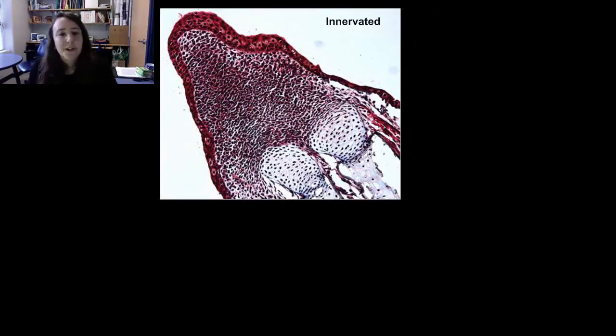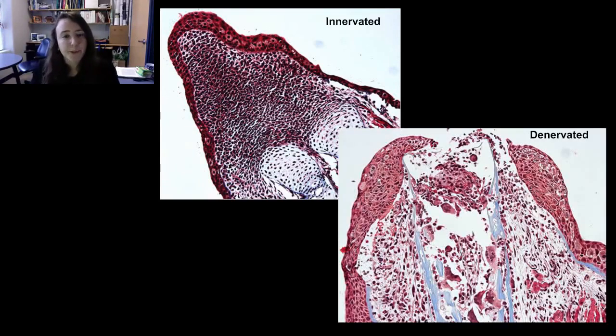Now here's an image of a blastema, an innervated blastema, and I hope you can see that really lovely bundle of proliferating cells at the end there. It's very dense. All those cells look pretty homogeneous, although they did come from different tissue types. But a denervated limb looks quite a bit different.